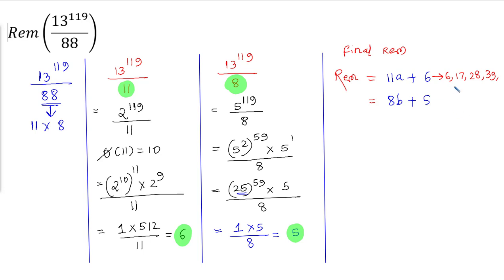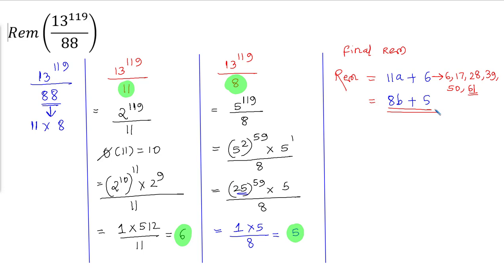If I put a is equal to 4 now, 44 plus 6 is equal to how much? 50. Okay, a is equal to 4 done, now a is equal to 5. 55 plus 6 is equal to how much? 61. So now 61 is that number which when divided by 8 gives remainder 5.